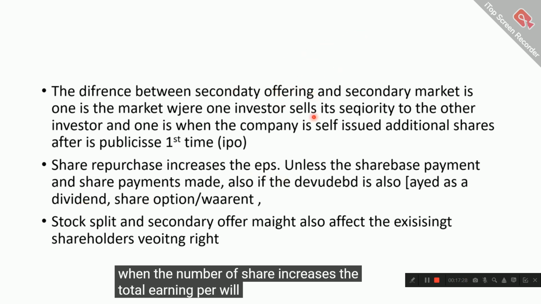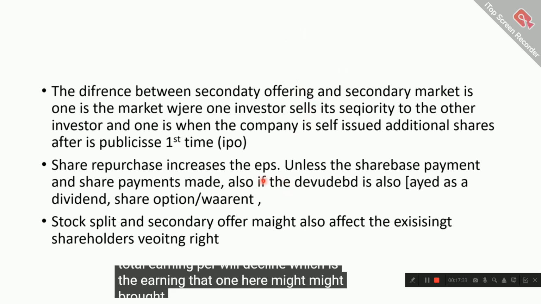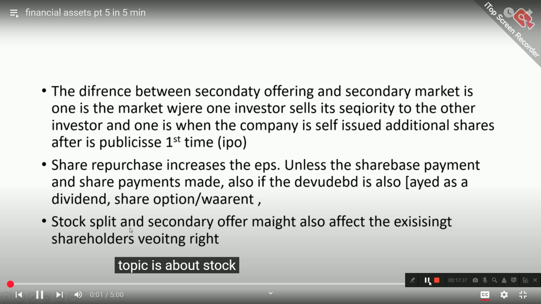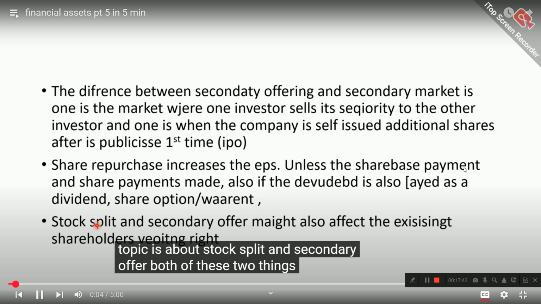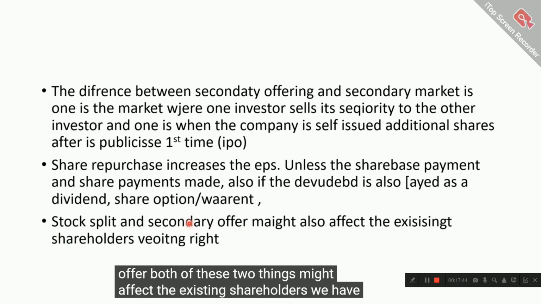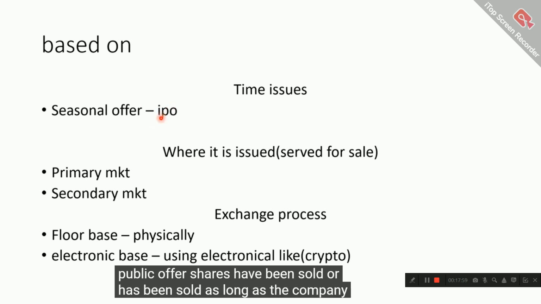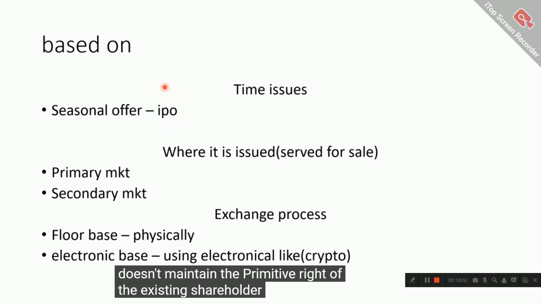The second topic is stock split and secondary offer. Both of these things might affect the existing shareholders. We have talked too much about this secondary offer. Secondary offer is when a company's shares are issued again by the company itself for the second time, after the initial public offer shares have been sold. As long as the company doesn't maintain the preemptive right of the existing shareholders, who are the holders of the initial public offer shares, the secondary offer might dilute their voting rights, which affects the existing shareholders. This is how a secondary offer affects the existing shareholders.